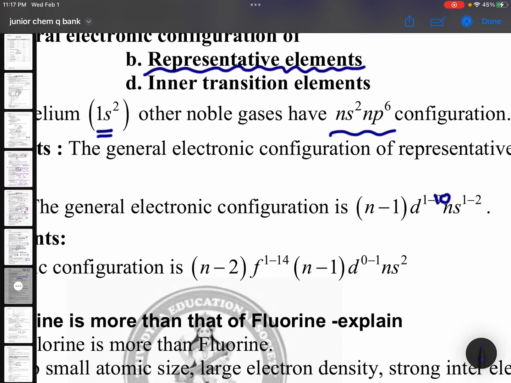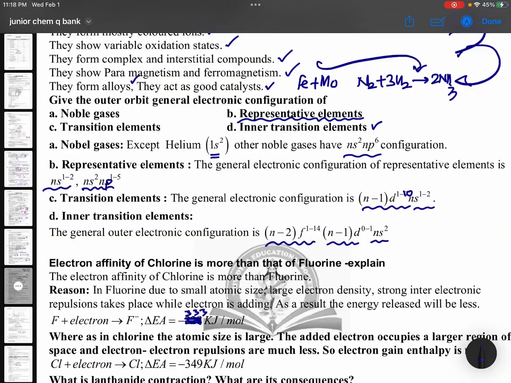Transition elements will be having general electronic configuration of (n-1)d1 to 10, ns1 to 2. Inner transition elements means f block elements. So (n-2)f1 to 14, (n-1)d0 to 1, ns2. You can expect this question in 4 marks.